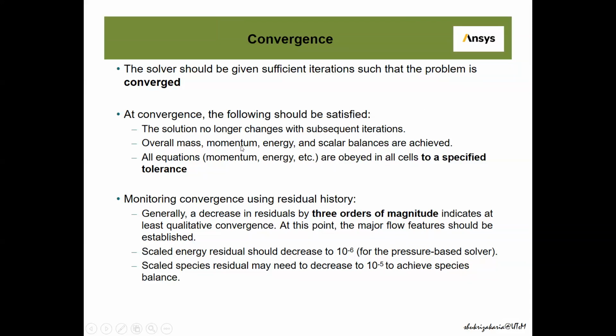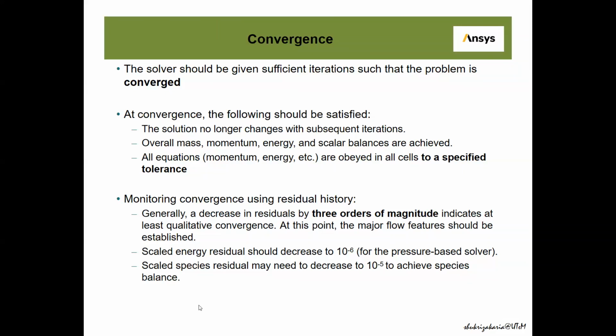Overall momentum, energy and scalar balance are achieved. Like what you do in mixing T, you evaluate total flux in and out is equal to 0. Kalau dah sampai 0, we consider achieved. Okay juga. Number 3, all equations are obeyed in all cells to specified tolerance. Yang ni yang residuals tadi, yang graf yang turun tu. Achieve 10 to the power of minus 3 or minus 6, we consider convergence. Okay, itu pun boleh.